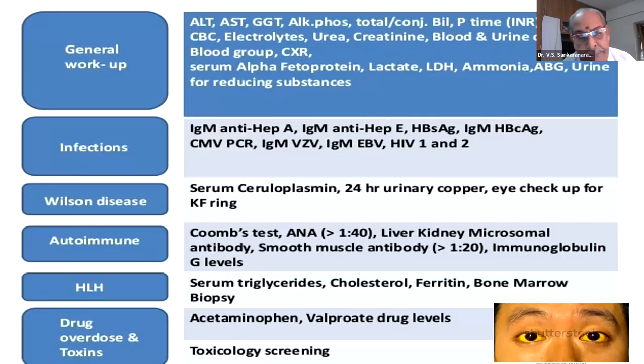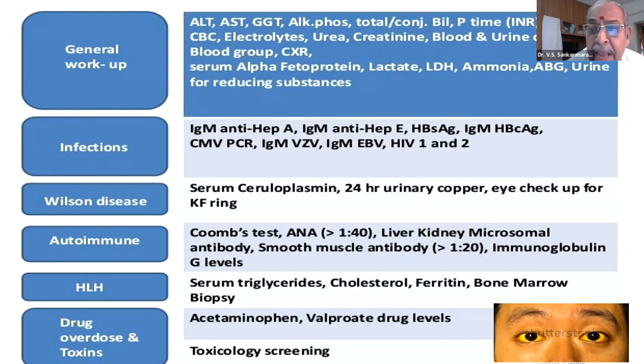Other conditions in chronic liver disease: infection screening with antibodies and PCR tests will help you. Clinical features are supportive. Wilson's disease suspicion: family history, age above 3 to 4 years, then serum ceruloplasmin less than 15, 24-hour urine copper more than 40, more diagnostic if it is more than 100, then the KF ring will help you.